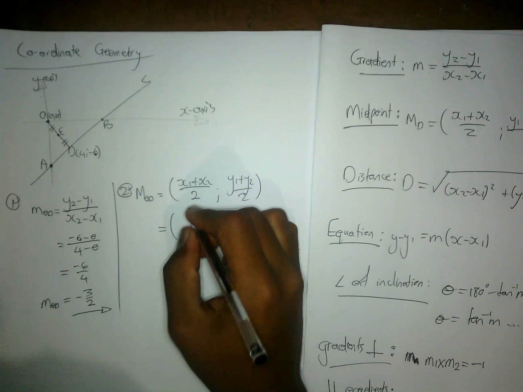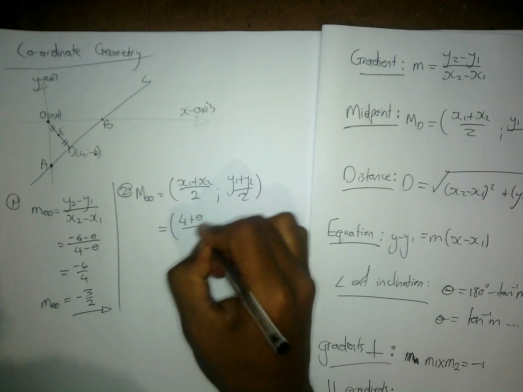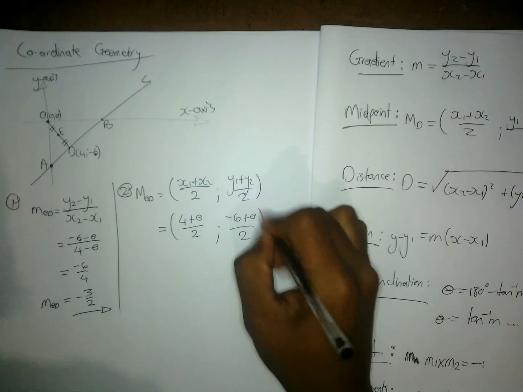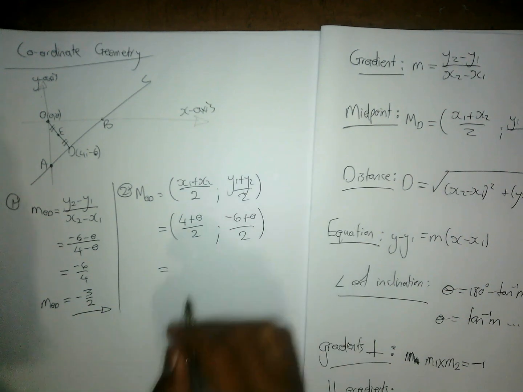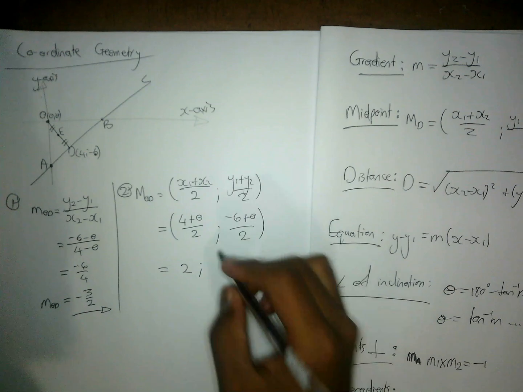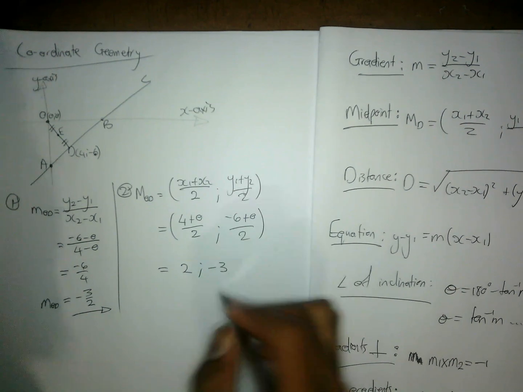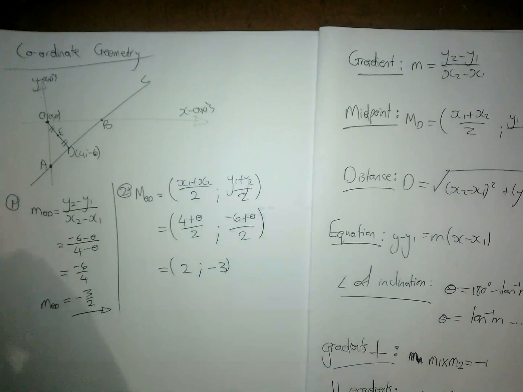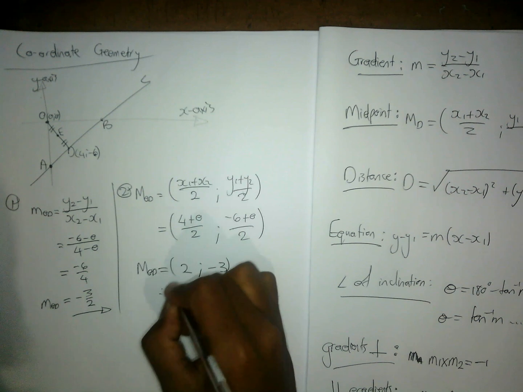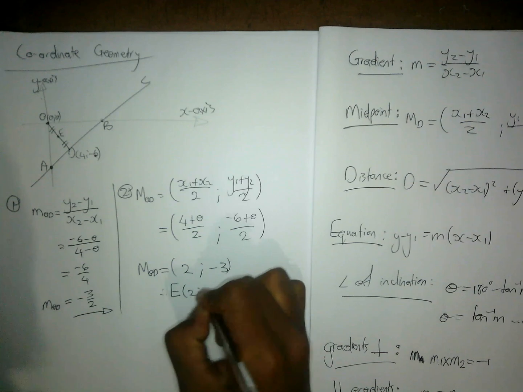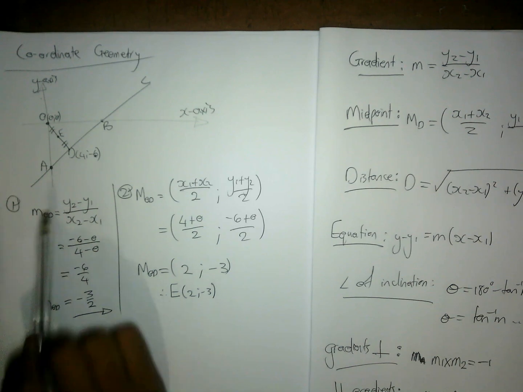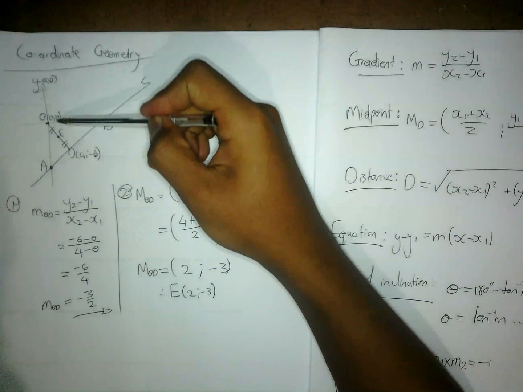So it is 4 plus 0 over 2, and negative 6 plus 0 over 2, equals 4 over 2 is a 2, and negative 6 over 2 is negative 3. So E, the midpoint of OD, that means the coordinate of E is (2, -3). This makes sense because 2 is over there on the x-axis.